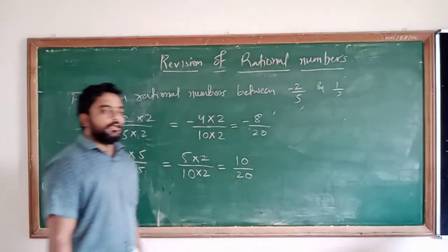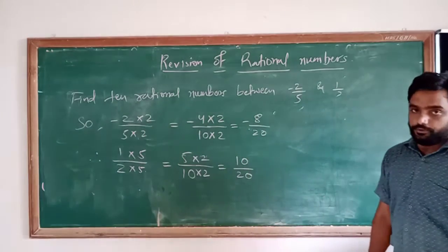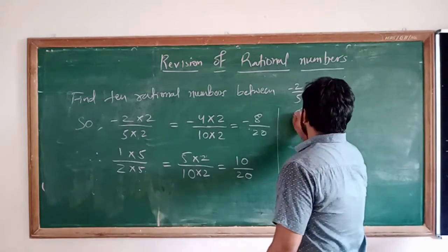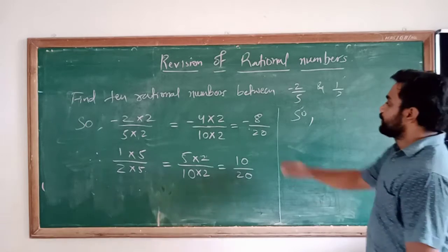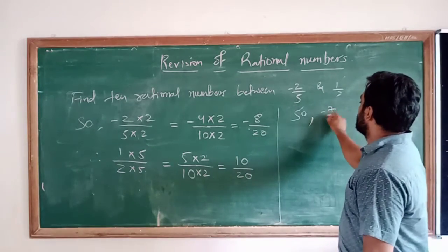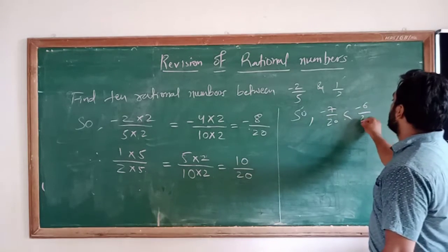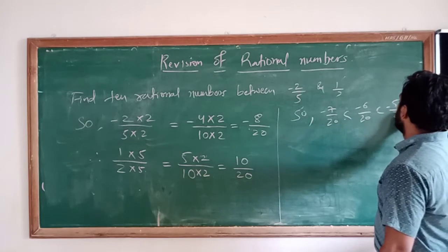Now I will write and I will check whether we are obtaining 10 rational numbers or not. Understand? Okay, so the method will be the same to write the numbers. So after minus 8 upon 20, what is that? Minus 7 upon 20. Then minus 6 upon 20. Then minus 5 upon 20.